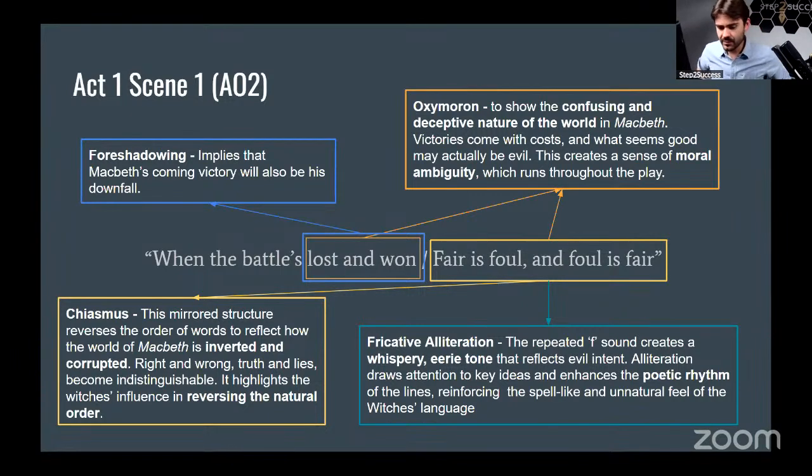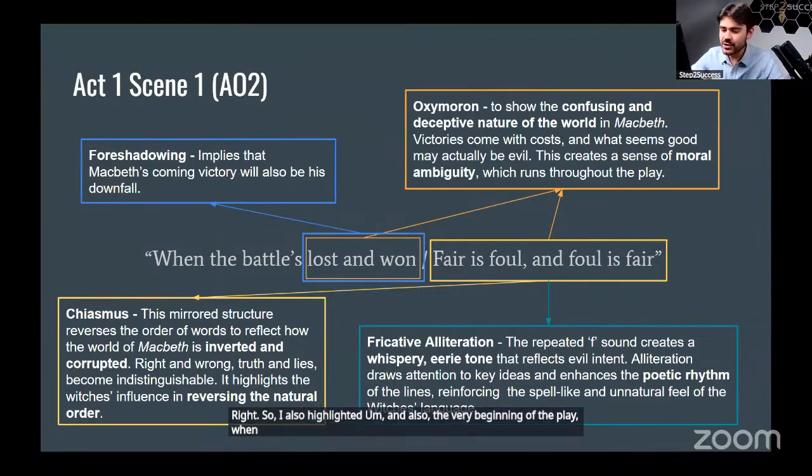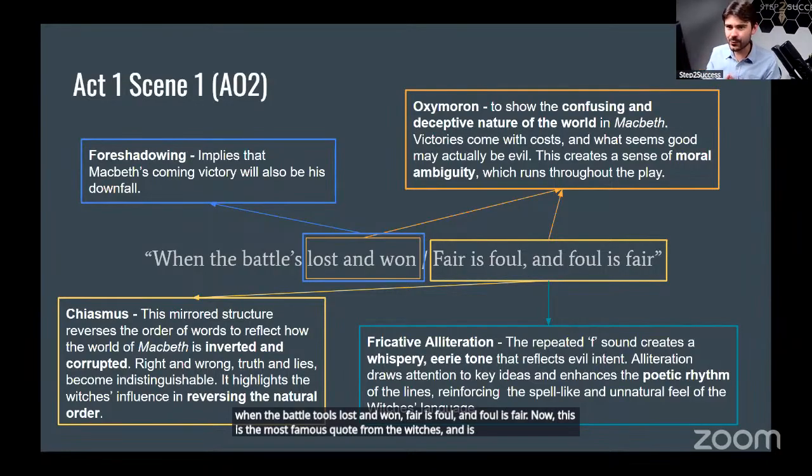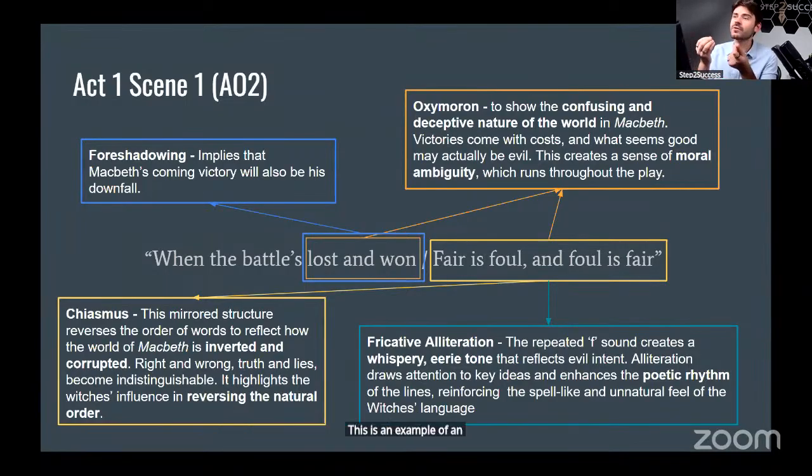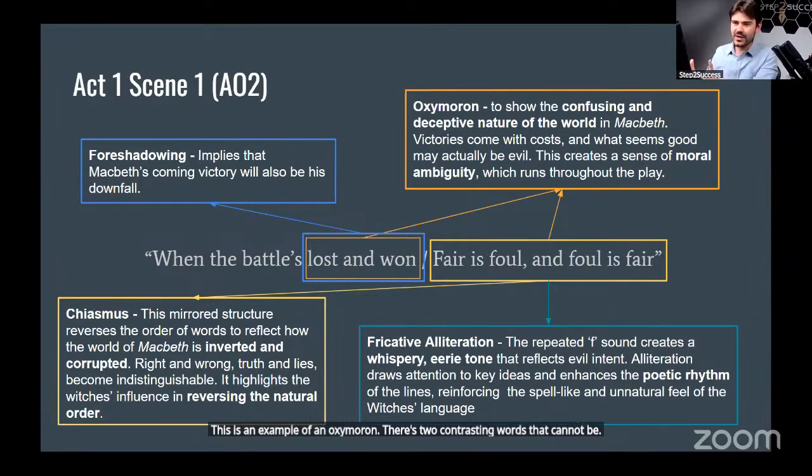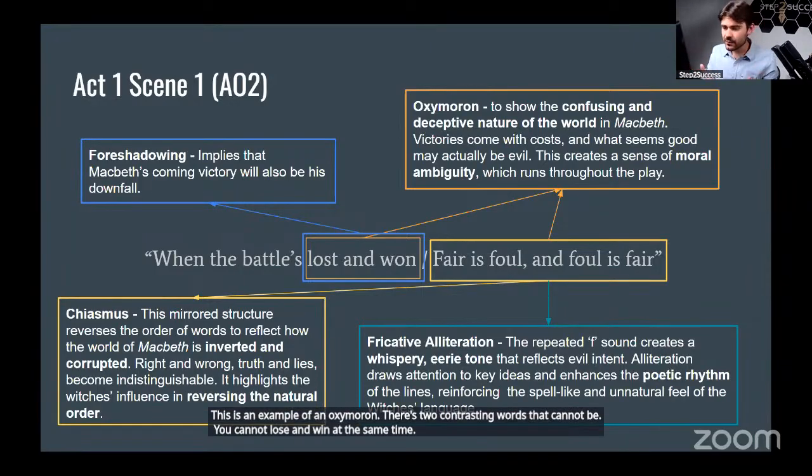Right. So I also highlighted the very beginning of the play, "when the battle's lost and won, fair is foul and foul is fair." Now, this is the most famous quote from the witches and is key to our language analysis. So let's begin with the "lost and won." This is an example of an oxymoron. Those two contrasting words that cannot be. You cannot lose and win at the same time, but it's done for a reason.